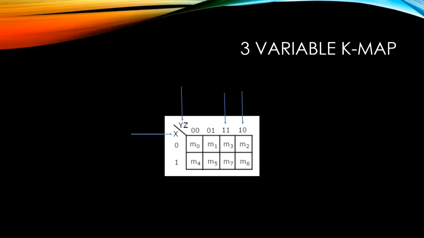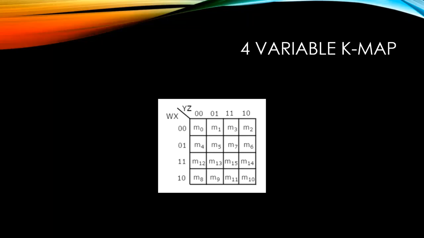But sir, there are some books that start with 1, 1, 0, 1. It's okay as long as the next row or next column has only one bit change. So this is a 3 variable Kmap.